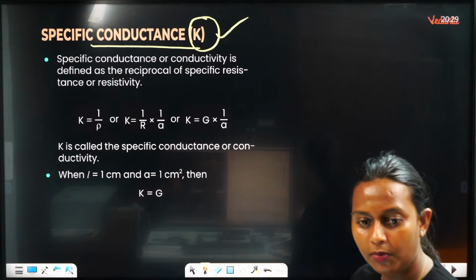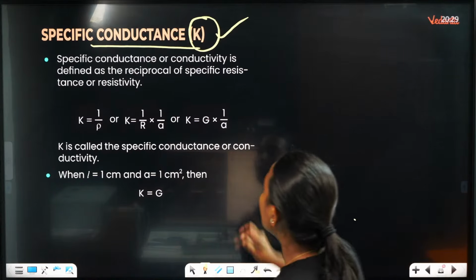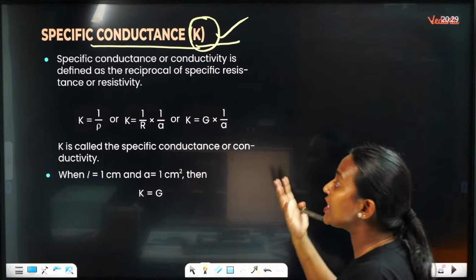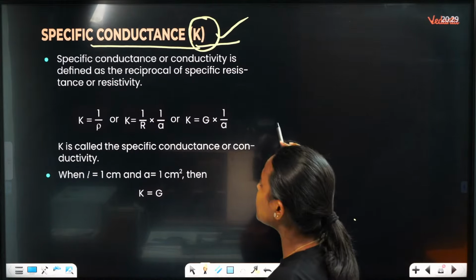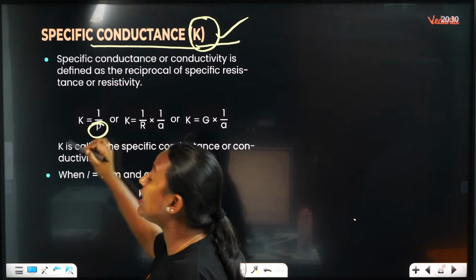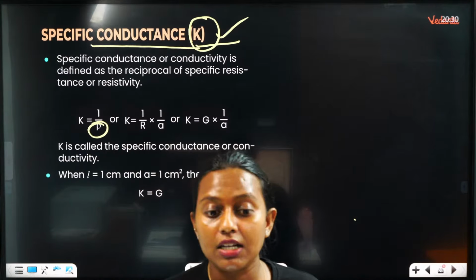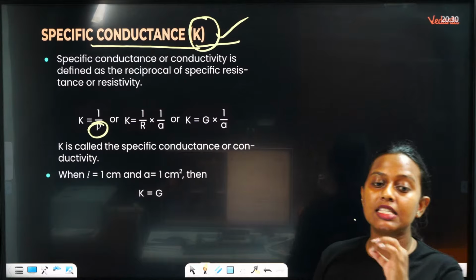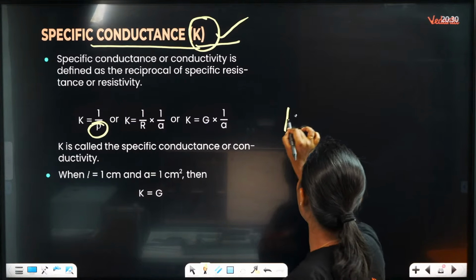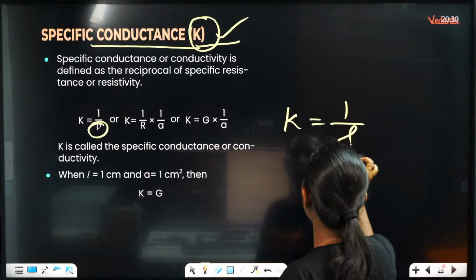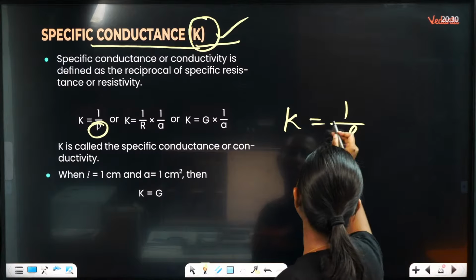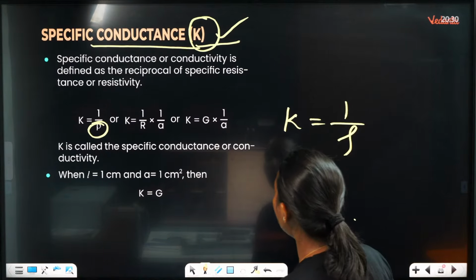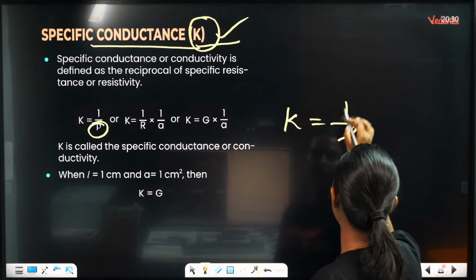Okay, yes, lesson polanda. So that is kappa. Kappa, what is that? Specific conductance. What does specific conductance mean? It is the reciprocal of resistivity. Okay, it is the reciprocal of resistivity. So I am writing kappa is equal to 1 by rho. Guys, what is kappa? Kappa is equal to 1 by rho. I will write what is kappa.